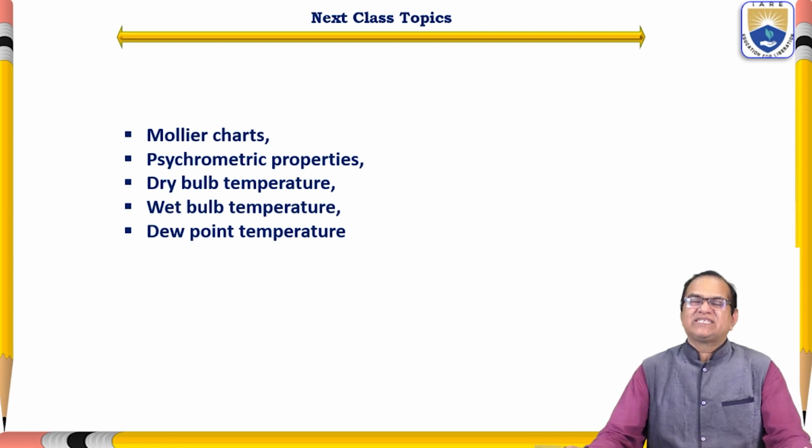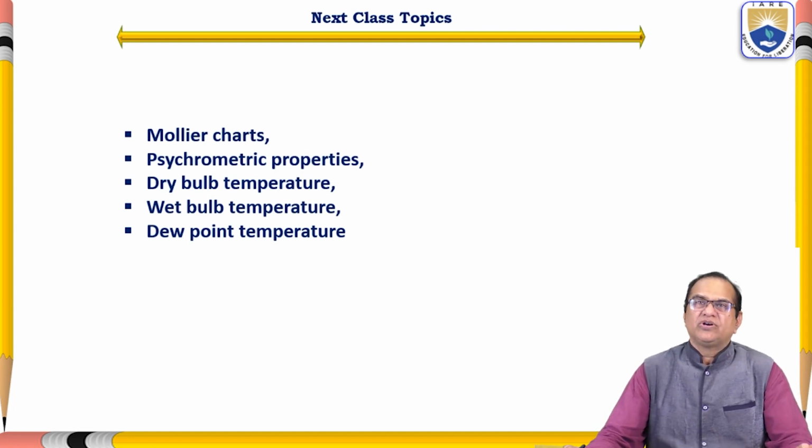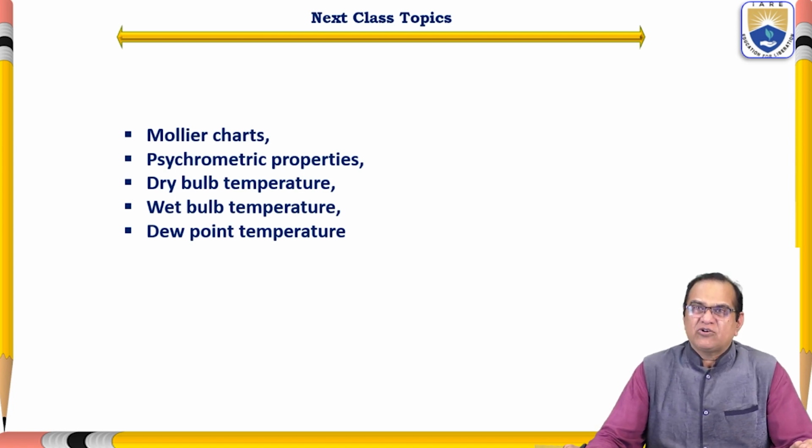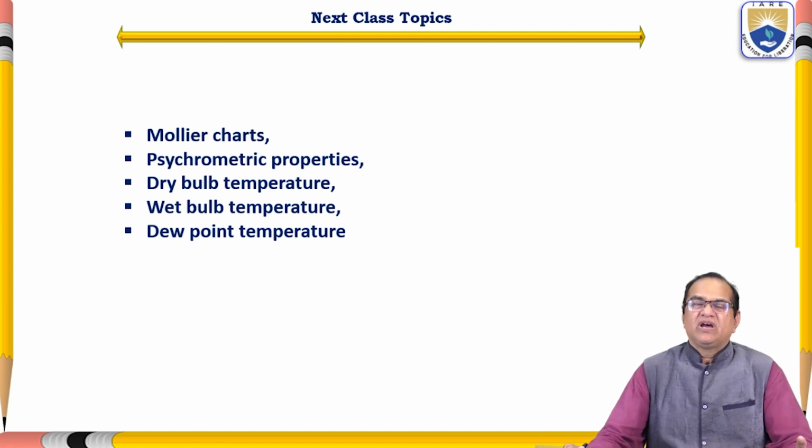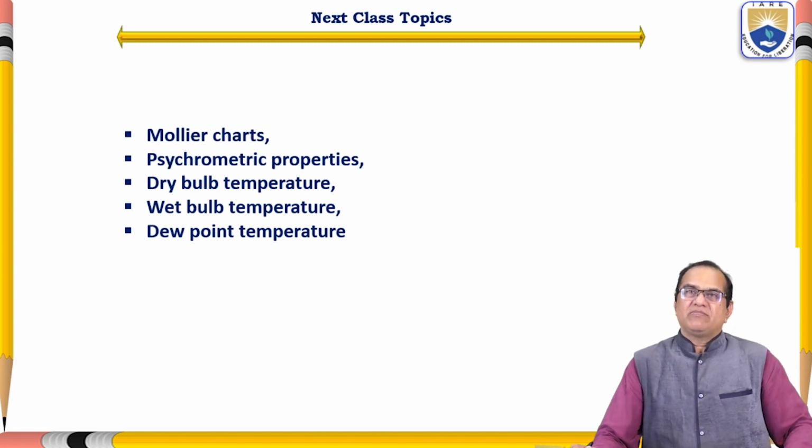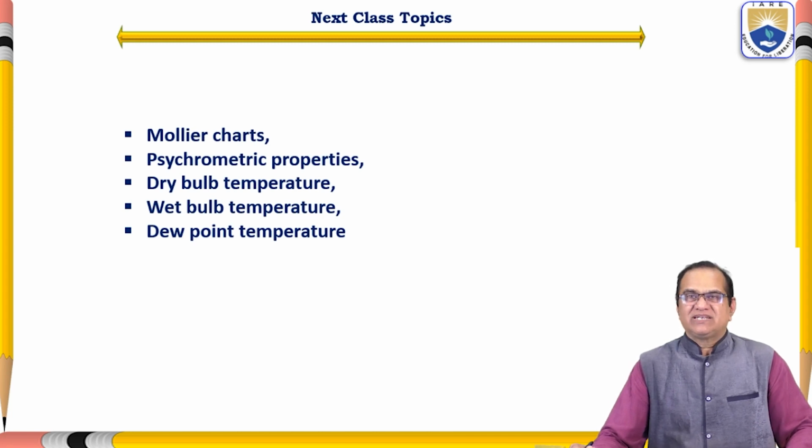In the next class I will be discussing the Mollier chart, then psychrometric properties, then the dry bulb temperature, wet bulb temperature and dew point temperature. These points I am going to discuss in my next class.